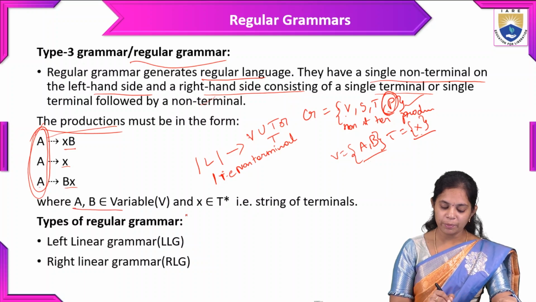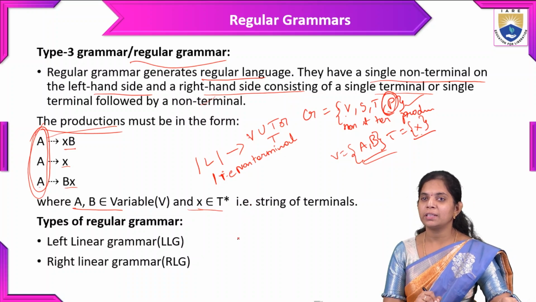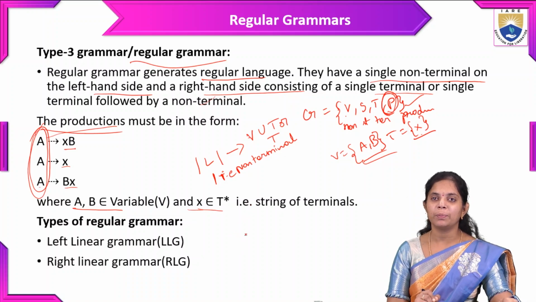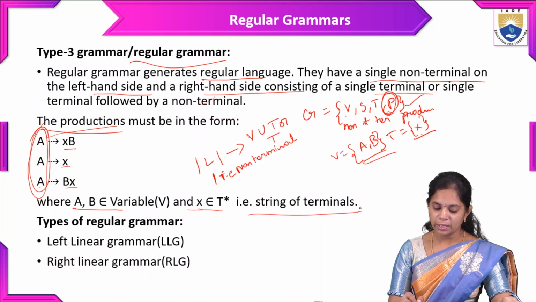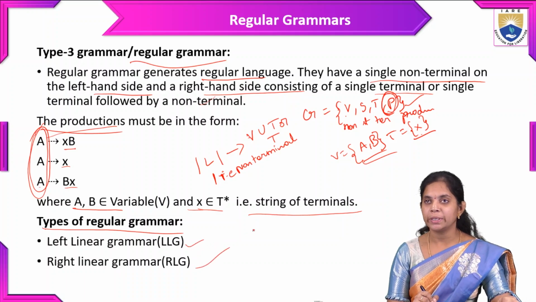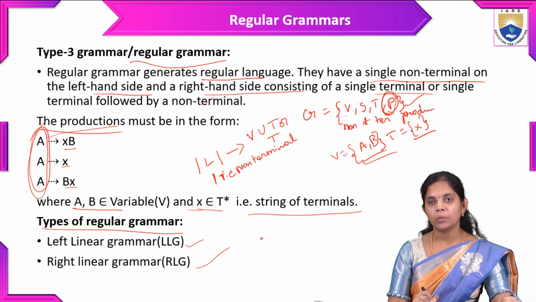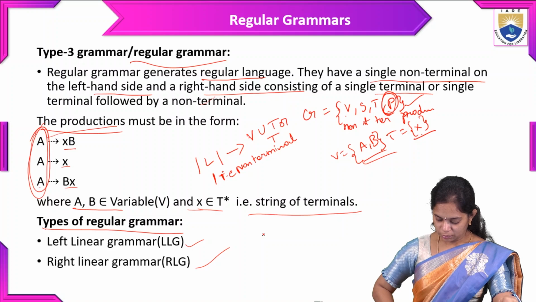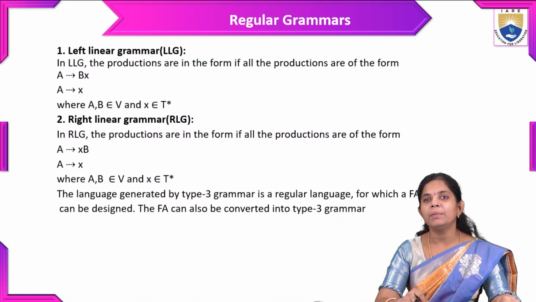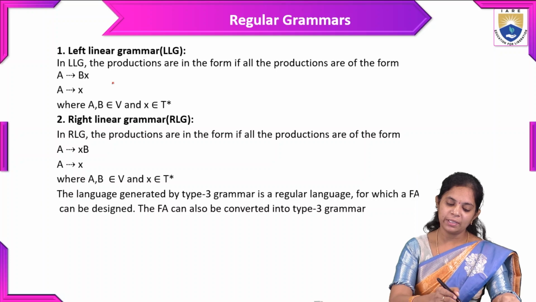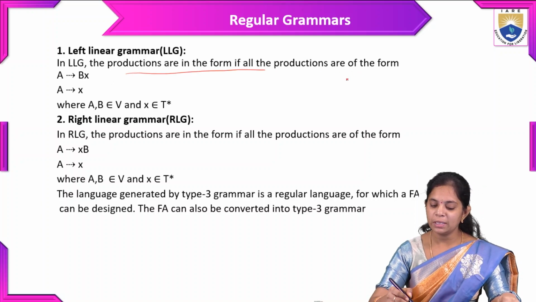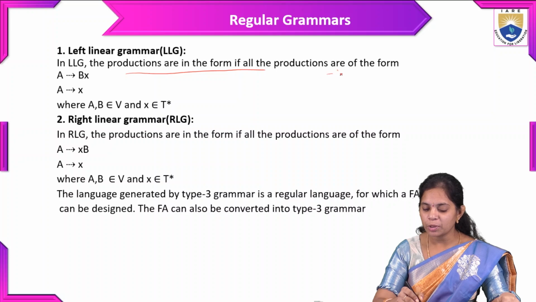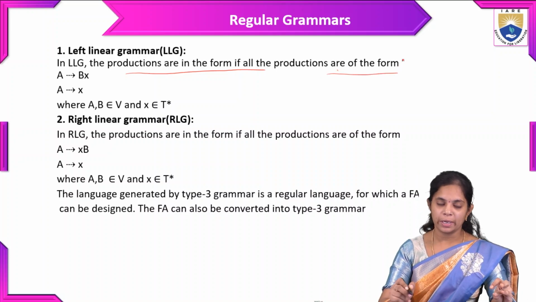Here V, that is A comma B, are the variables, and X belongs to T star. T star is nothing but the terminals, repeated any number of times. Regular grammars have two types: left linear grammar and right linear grammar. In a left linear grammar, all the productions are of the form A tends to Bx.